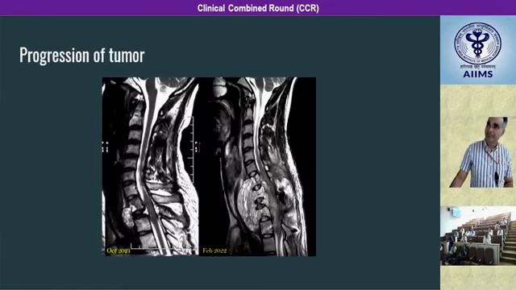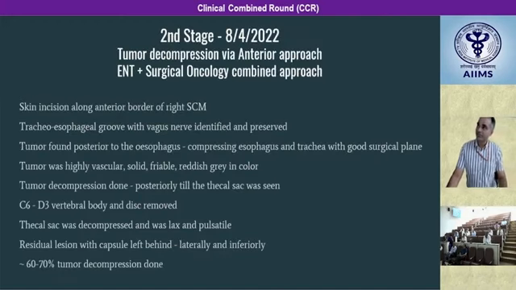Just for the sake of comparison, the image on the left was the first radiology available. You can see that only D2 was collapsed and there was a very small lesion. The image on the right shows the latest imaging, just prior to the second stage of surgery. It involved right from C6 to D4 with a lot of spinal cord compression and a mediastinal component. So this was the second surgery that was planned with ENT and surgical oncology.